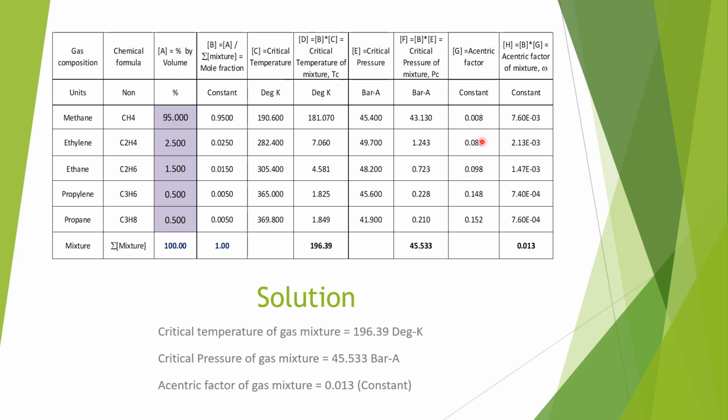G is the eccentric factor, given from the chart. H will be B into G, which is a multiplication, and the summation of all these will give the eccentric factor of the mixture. So from the above calculation, the critical temperature of the gas mixture is 196.39 degrees Kelvin, the critical pressure of the gas mixture is 45.533 bar absolute, and the eccentric factor of the gas mixture is 0.013, a constant.